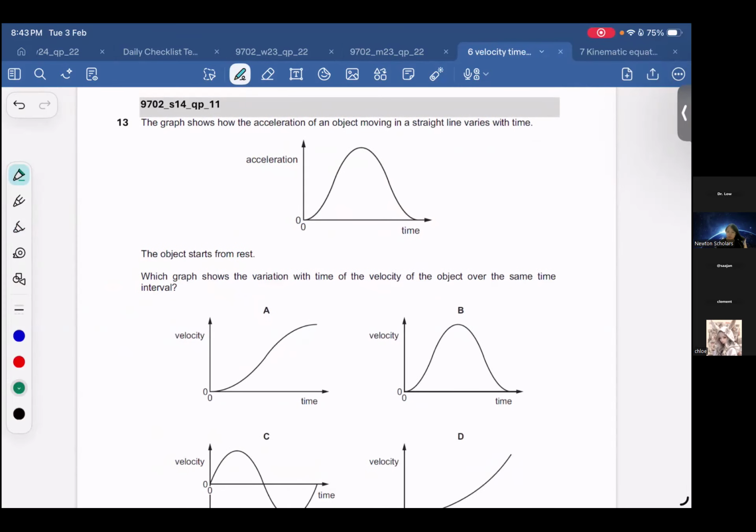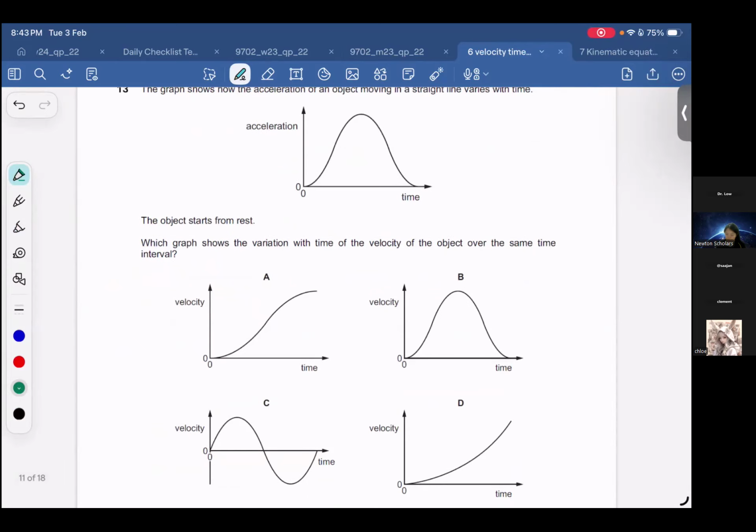Question number 13. Graph showing acceleration of an object moving in a straight line. The object starts from rest. Okay, so the starting velocity is 0. Which graph shows the variation with time of velocity? So you think, the acceleration and velocity time graph, how do you relate them together? Okay, so try. Chloe, try.